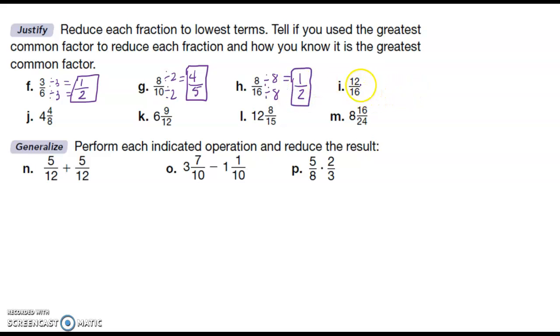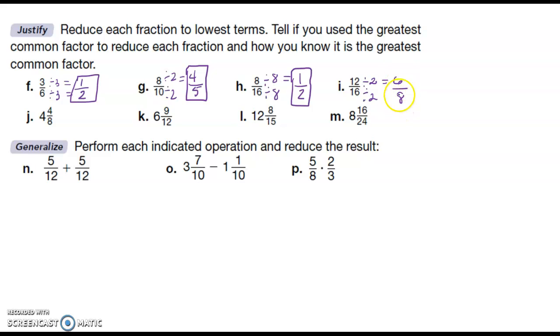Alright, so here I have 12 and 16. I know that they're both divisible by 4. They're both divisible by 2. So what happens if I choose 2 instead of 4? So let's go ahead and do that just kind of as an exercise. So divide by 2, divide by 2. And I get 12 divided by 2 is 6. 16 divided by 2 is 8.